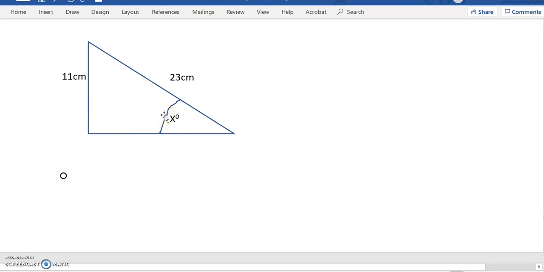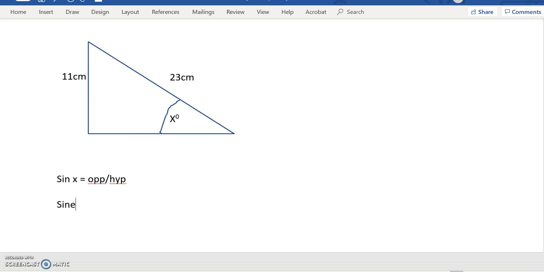The one that fits this time is sine, because we know the side opposite over the hypotenuse, the side across from the right angle. So we're going to be able to use sine. Sine of x is going to equal opposite over hypotenuse. In this case, sine of x is going to equal the side opposite, 11, divided by 23.